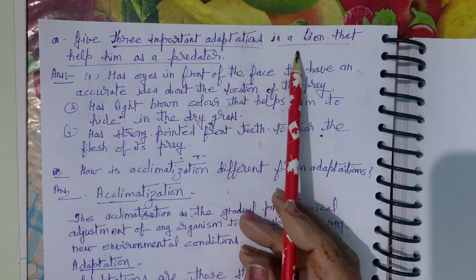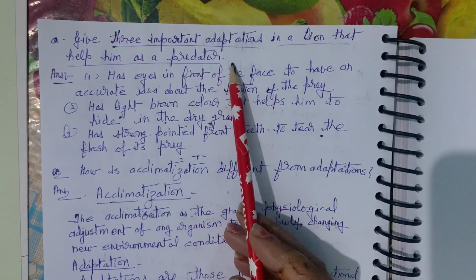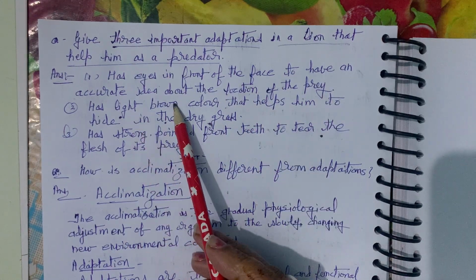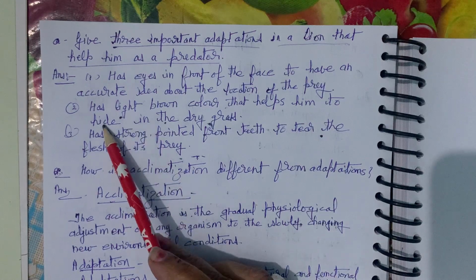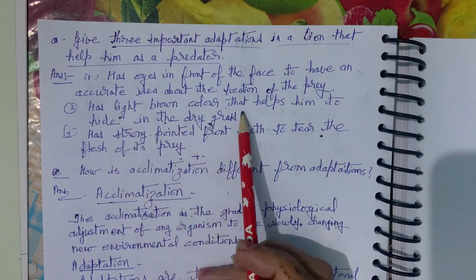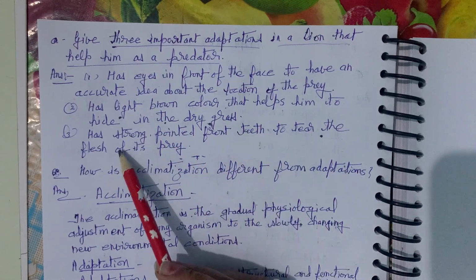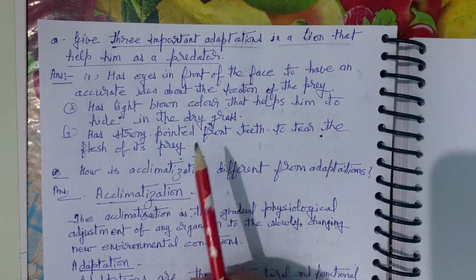Give 3 important adaptations in a lion that help it as a predator. It has eyes in front of the face to have an accurate idea about the location of the prey. Second, it has light brown color that helps it hide in the dry grass, and it has strong pointed front teeth to tear the flesh of its prey.